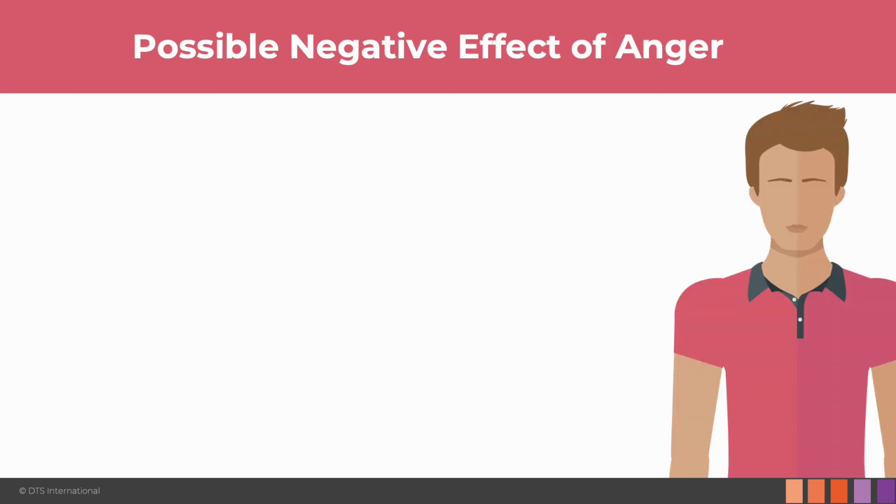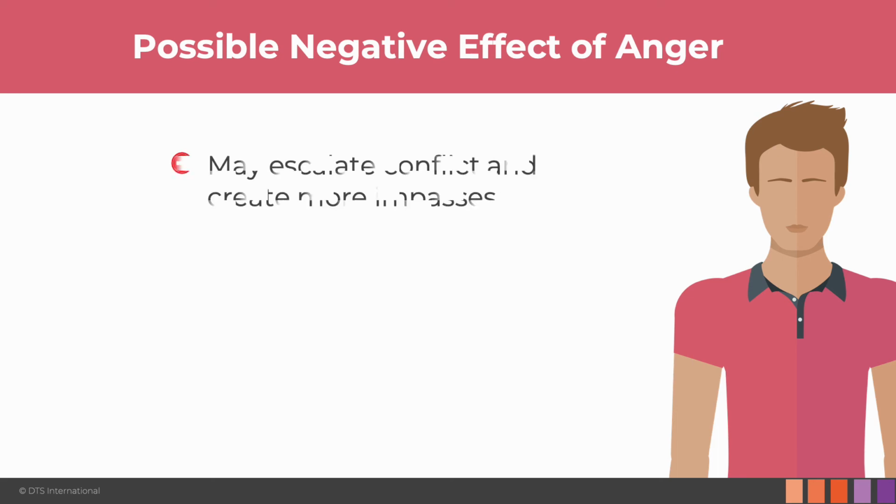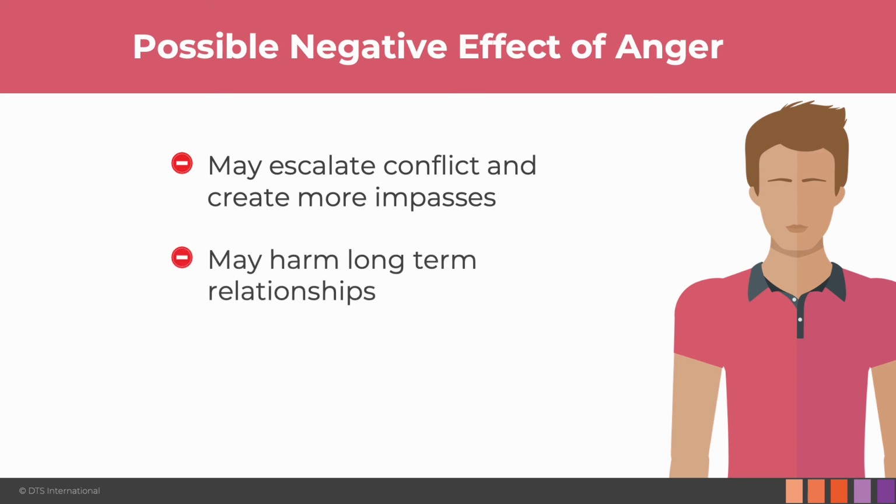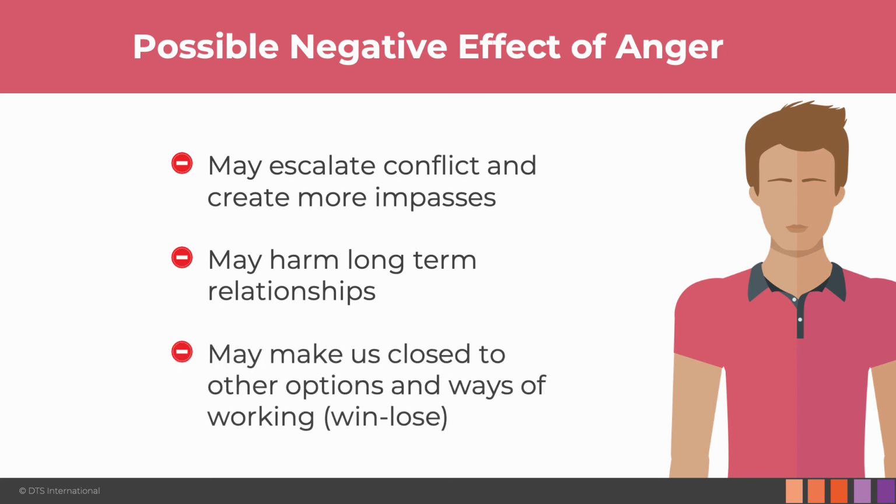Now, there's also some possible negative effects of anger. It can escalate conflicts and create more impasses. And you might have found that before. When you're angry, when the other person is angry, you start to have more conflicts and it starts to get out of control. In addition, anger can harm long-term relationships. We will say things to people. We will do things under pressure of anger, and then it impacts our long-term relationships.